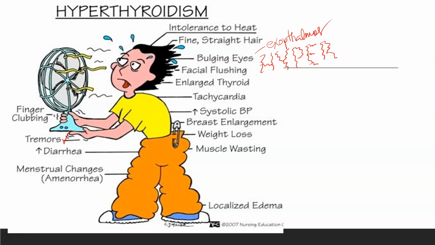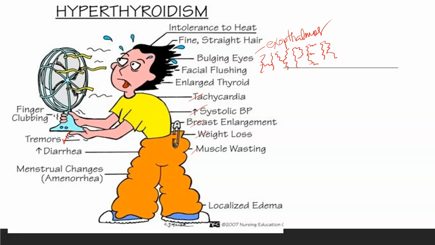Everything is just up. So you have tachycardia, you have your increased systolic BP, you have breast enlargement, you have your weight loss. You're losing a lot of weight here because of that increased metabolic activity that's happening in your system. Muscle wasting will also be associated to that increased metabolic rate. Menstrual changes, amenorrhea can also happen. Diarrhea, yes, because there's hyperactivity of your peristalsis, the muscles in your GI tract. And again, we can associate that with your increased metabolic rate. You also have your finger clubbing, you have your tremors I've mentioned, and localized edema on your lower limbs.